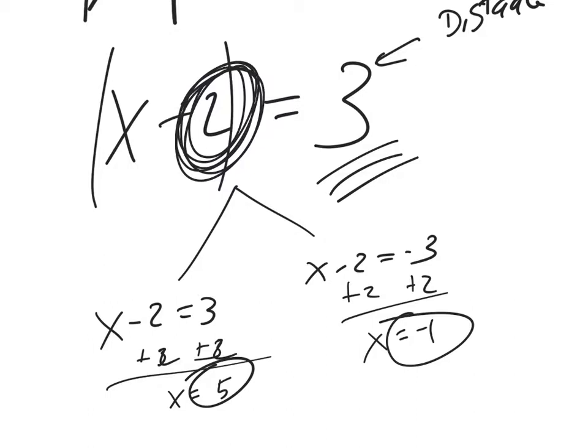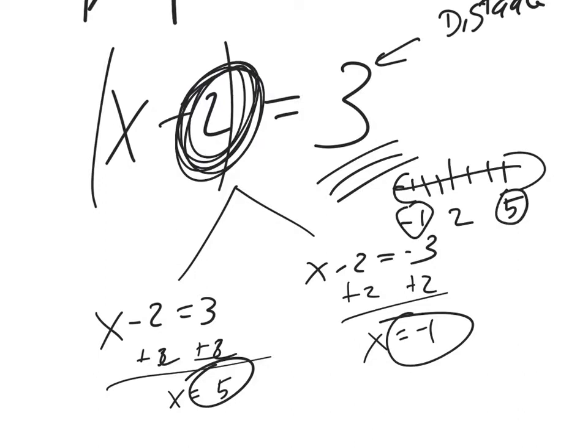Let's look at it on a number line. I'll make a number line quick. Here's a 2. Let's say I go 3 units this way. What's that? 5. Let's say I go 3 units that way. What's that? -1. Look at that. These are the things that are 3 units away from 2. Good job.